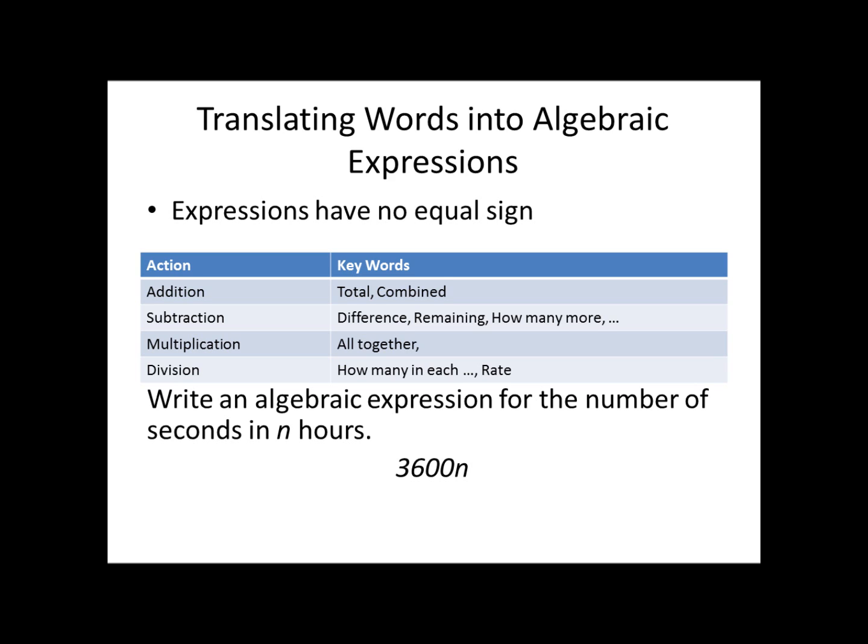Now we want to write an algebraic expression for the number of seconds in n hours. A statement like this, they give us the letter to use, they give us our variable. When they do this, we should not change it. We should leave it n, we shouldn't use any other letters in there at all. Since there's 3,600 seconds in 1 hour, that means that the algebraic expression 3,600n tells us the number of seconds in n hours.